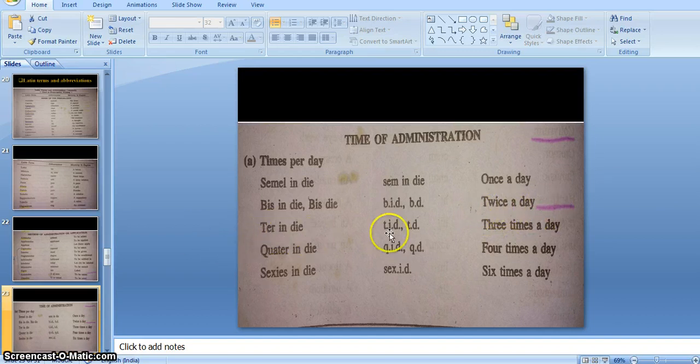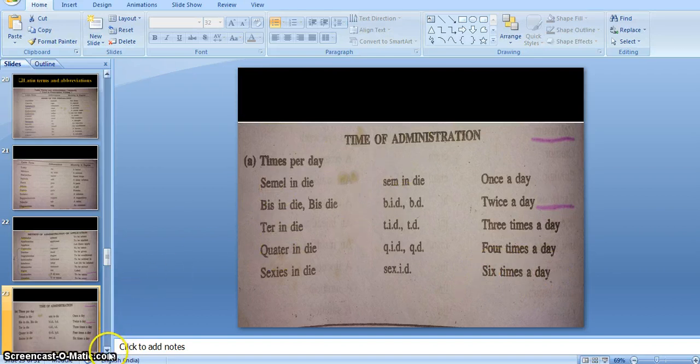Then ter in die, that is TID or TD, that is 3 times a day, means morning, afternoon and evening. Quater in die, QID or QD, that is 4 times a day, a particular tablet should be taken 4 times a day. Then sex in die, that is 6 times a day, that particular tablet should be taken 6 times a day. Okay, this is the time of administration.